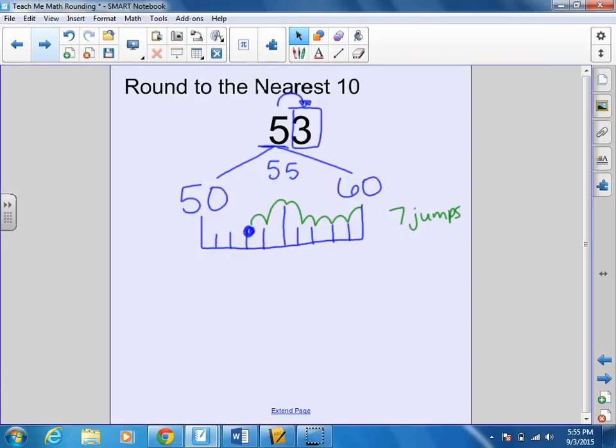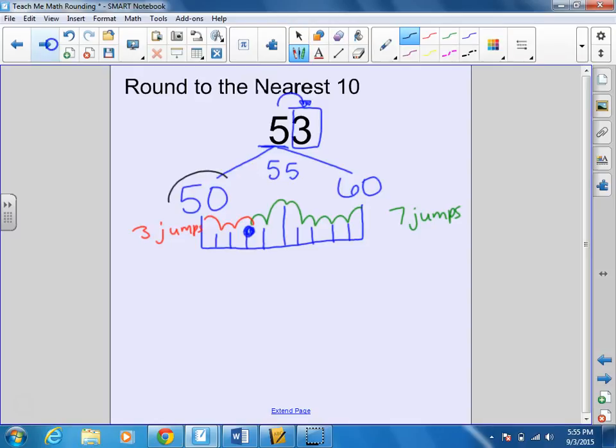So now let's try the other way. Let's see how far 53 is from 50. 1, 2, 3. 3 jumps. So now we will determine whether 53 is closer to 50 or 60 by whichever side has the least amount of jumps. As we can visually see, as well as see through our jumps, 53 is closer to 50, I'm sorry.